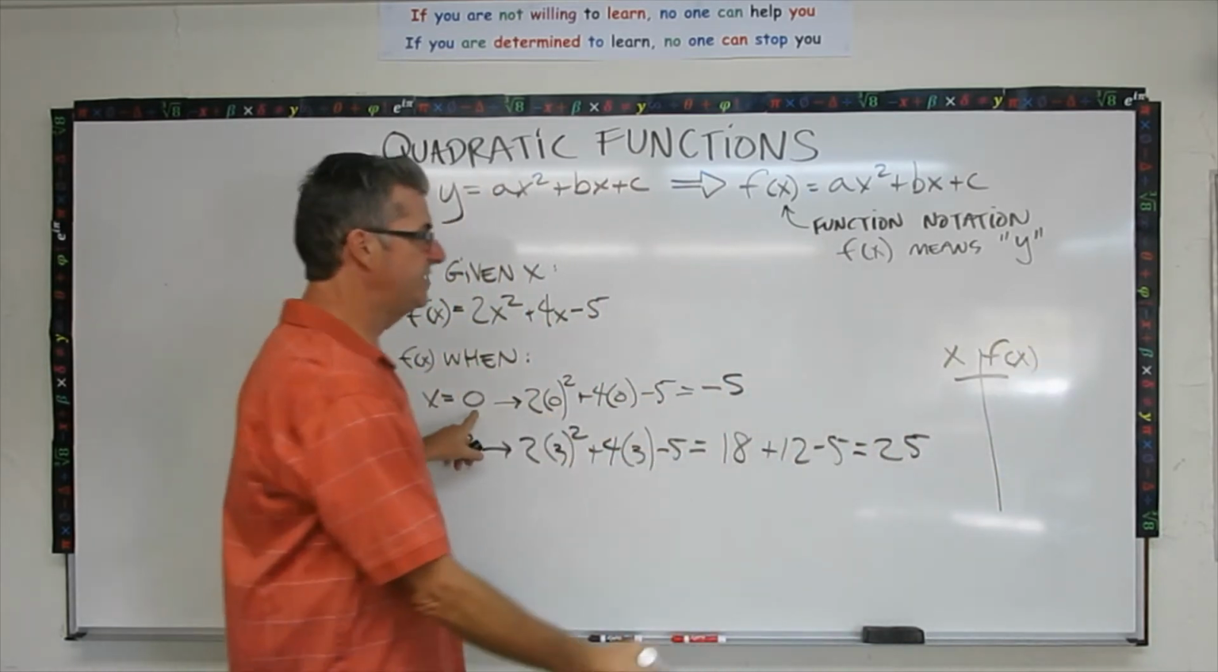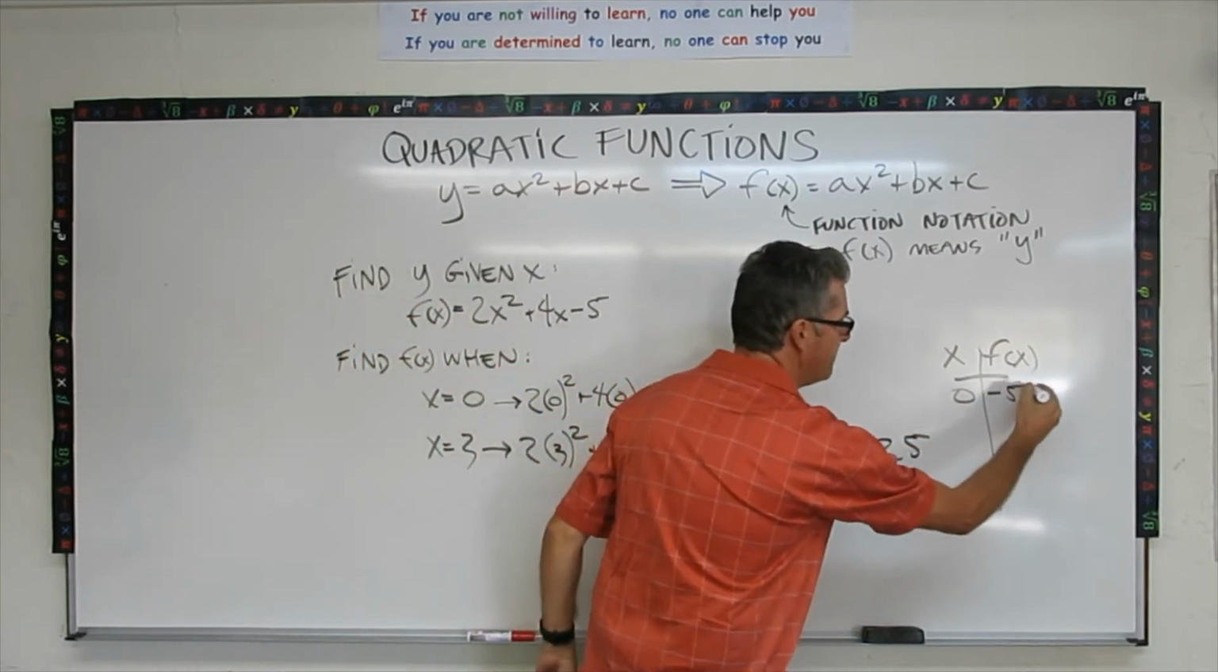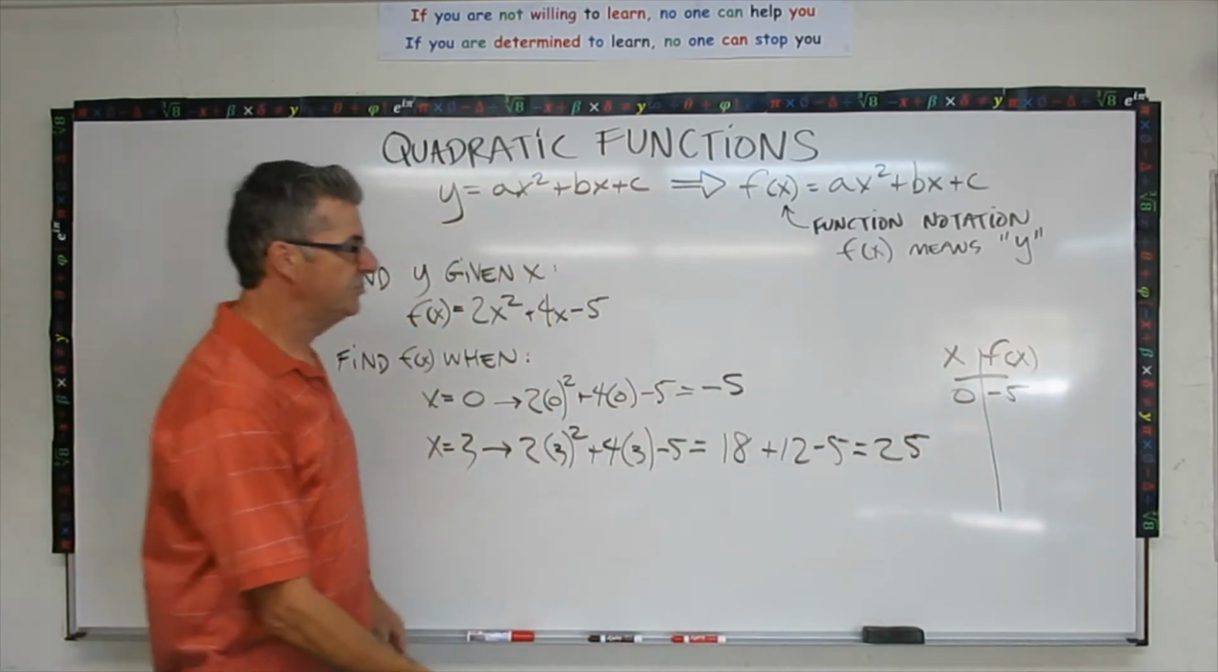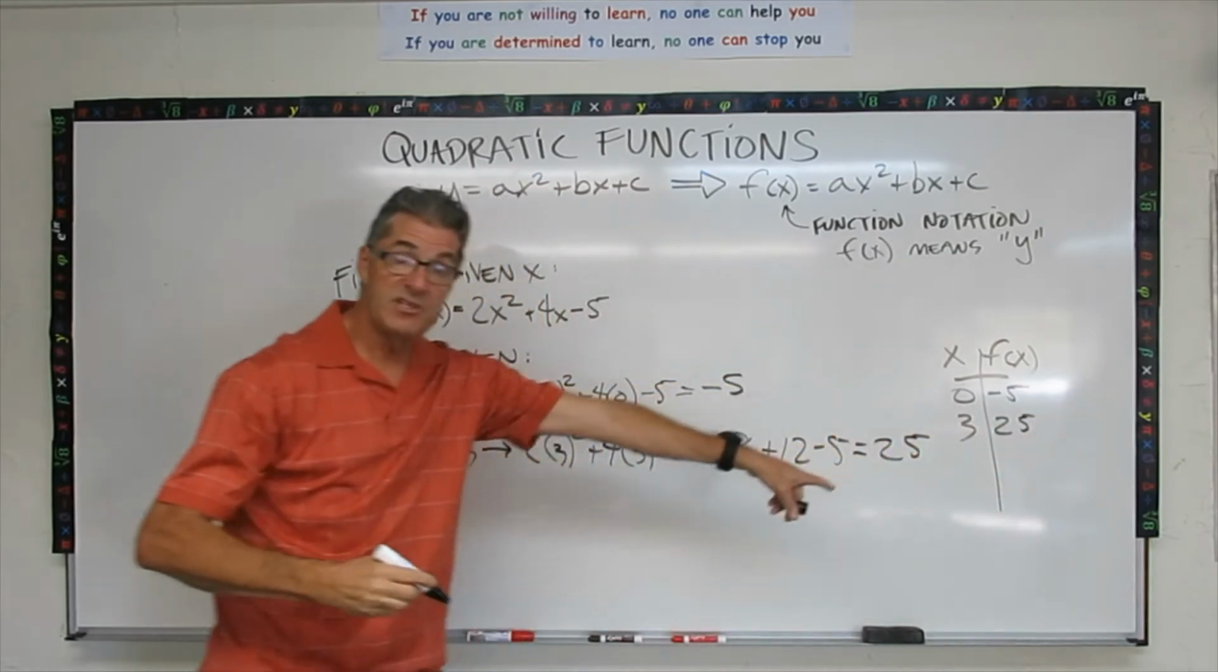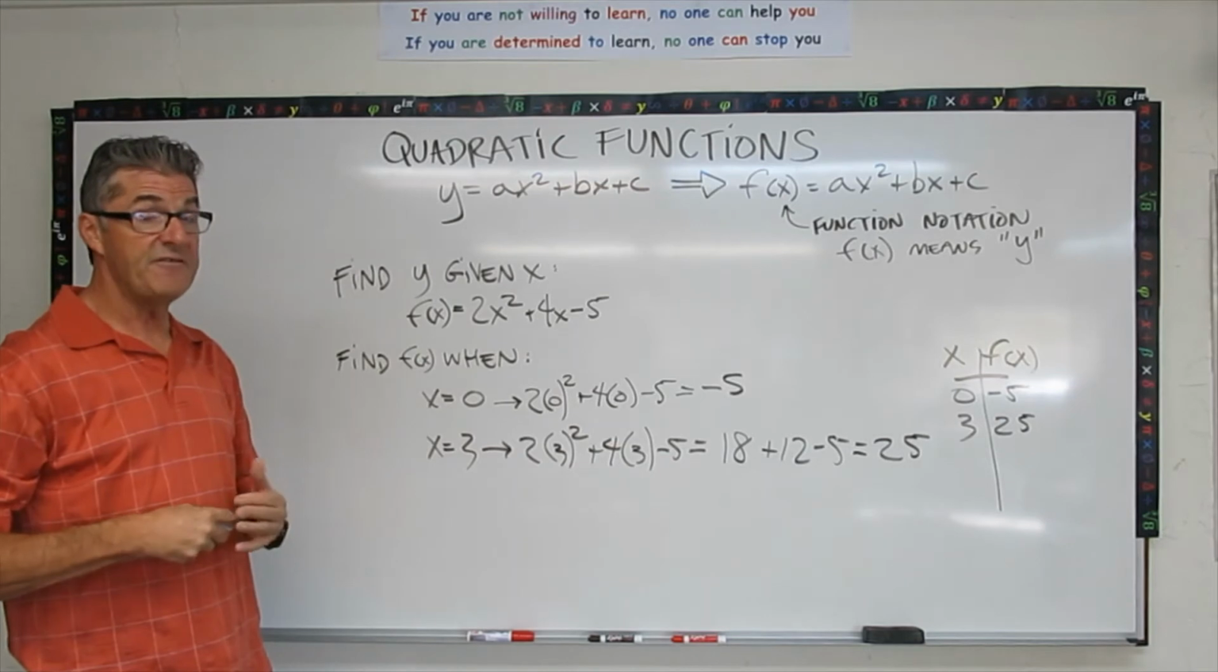Often we'll use tables of values, so we could write this. So when x is 0, f of x is minus 5. When x is 3, f of x is 25. This little tabulation method will come in handy when we start graphing these functions.